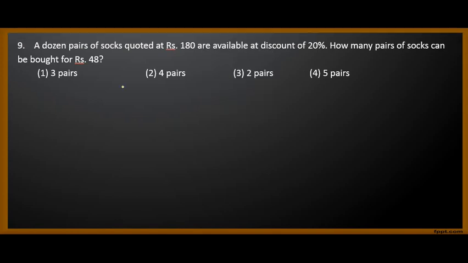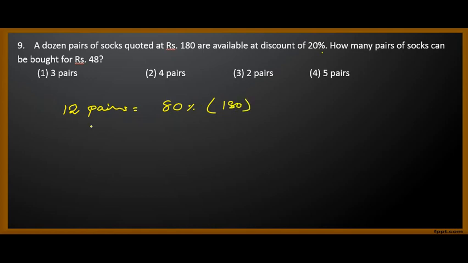A dozen pair of socks quoted at 180 rupees are available at a discount of 20%. See, on 180 rupees they're giving a discount of 20%. It means you have to pay 80% of 180 rupees. Dozen means how much? 12. For 12 pairs, how much do you have to pay? 80% of 180 rupees.